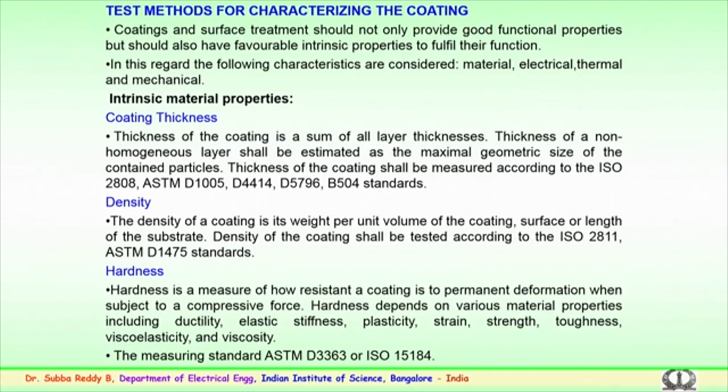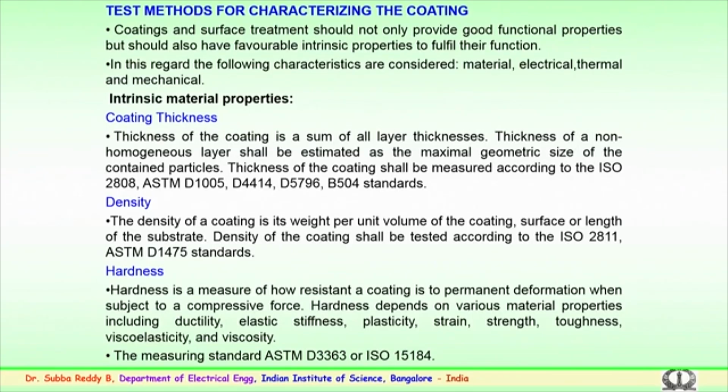The second is the density of the coating. This is the weight per unit volume of the coating on the surface of the substrate. Again, the density of the coating is tested in accordance with ISO standard 2811 and ASTM standards. So, it mentions the density of the coating to be made.